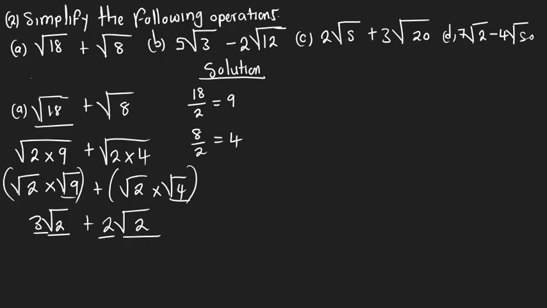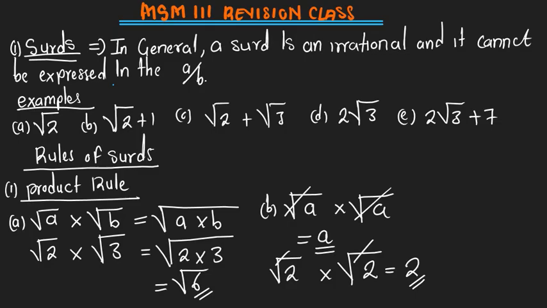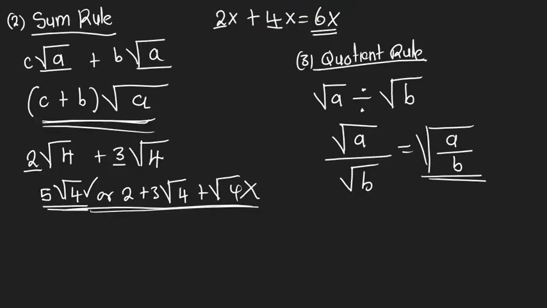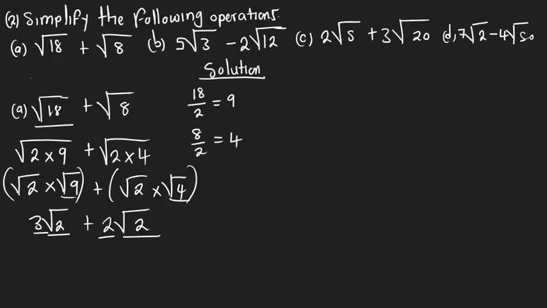3 plus 2 becomes, from this rule, which rule is that? From this rule here, the sum rule, we can add 3 plus 2, we maintain the base. That becomes 5 square root of 2. That is how you simplify such questions.